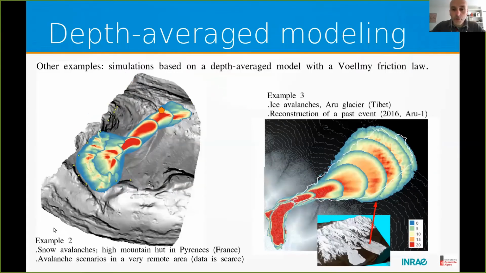I show here two other examples with this kind of model. We are able to reconstruct past events. Here, this is the ice avalanche in Tibet, one of the two avalanches in Tibet, and we are able to reconstruct the spreading of the mass, the final run out, thanks to this type of model. We are also able to predict some scenarios when you don't have a big amount of data. For example, in a very remote area, here in a high mountain hut in the Pyrenees in France, we need to construct scenarios to design a protection against avalanches. And these models are very useful for that.